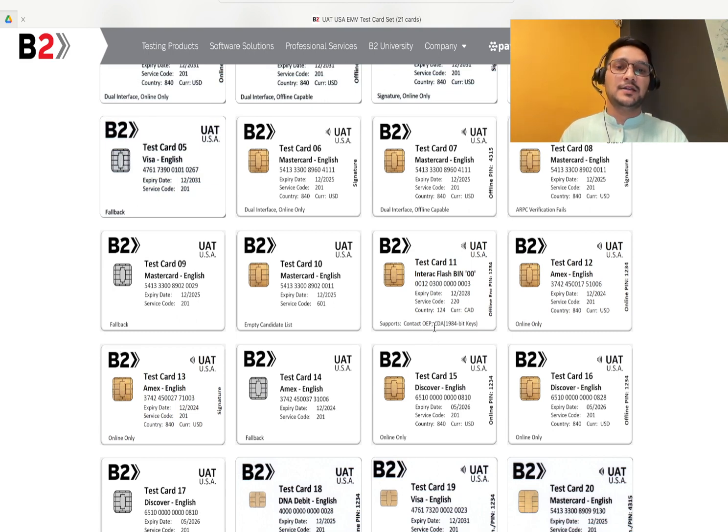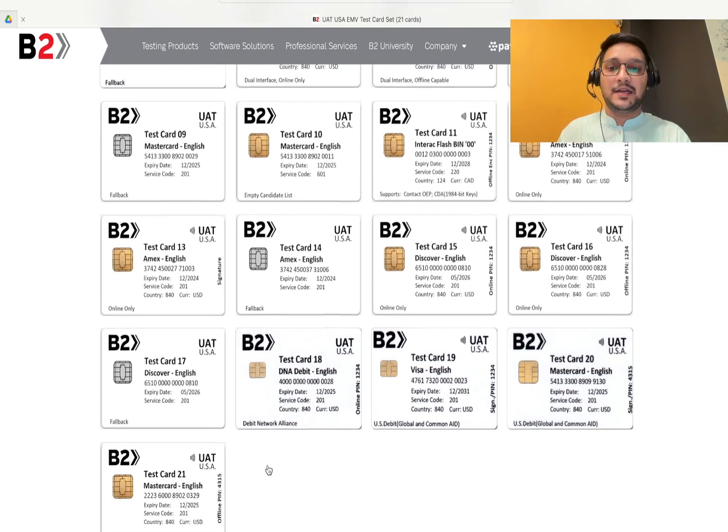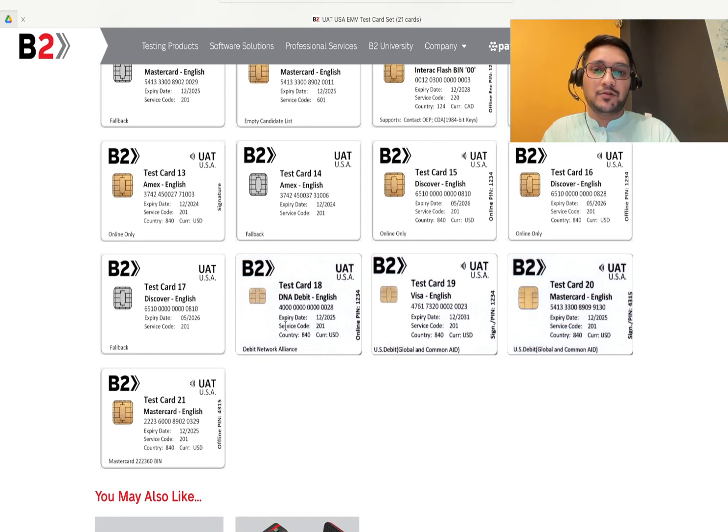Contact OEP, CDA. CDA is Canadian Interac, and OEP is offline enciphered PIN. Online enciphered PIN, and offline enciphered PIN is similar to the offline one, and Canadian Interac is a payment network similar to Mastercard and Visa. Online only, we already discussed. Fallback, we already discussed. Debit network alliance: in the United States, there are some companies which only deal with the network of debit cards. So this card will obey the rules of this section.